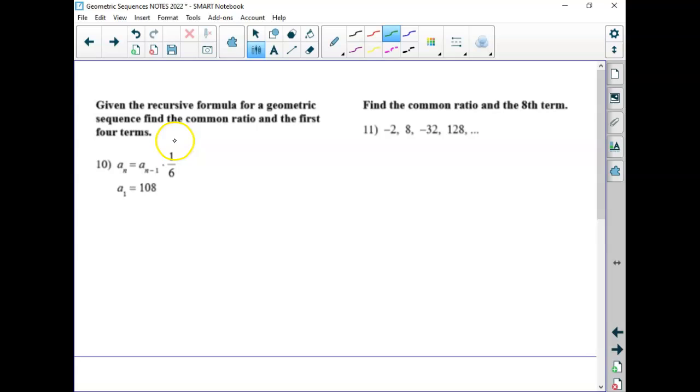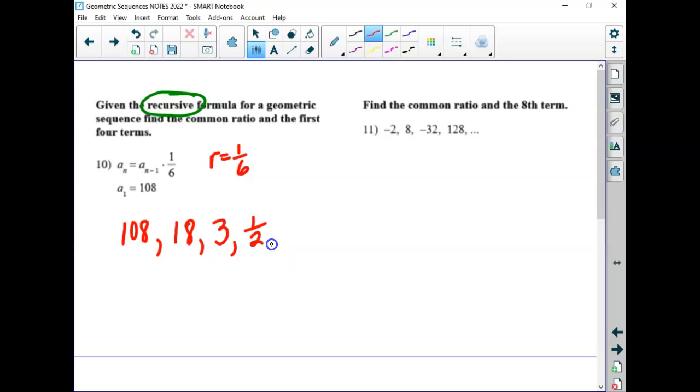All right, this one is the recursive formula, and we're supposed to find the ratio and the first four terms. Okay, kind of ridiculous, honestly. What's the first term? 108. They told us right there. And what are we supposed to multiply by? R is 1/6. That's what it says right there. So if I multiply this by 1/6, I get, what is it? 18, and then 1/6 would be 3, and then 1/6 would be 1/2 or 0.5. Did I get that right? Decimals are fine, I don't care.